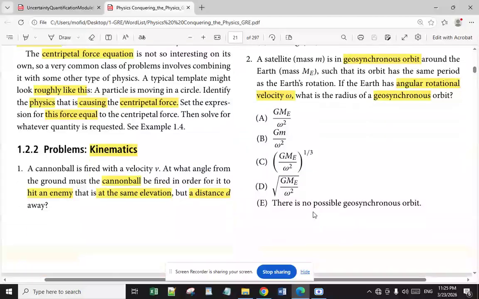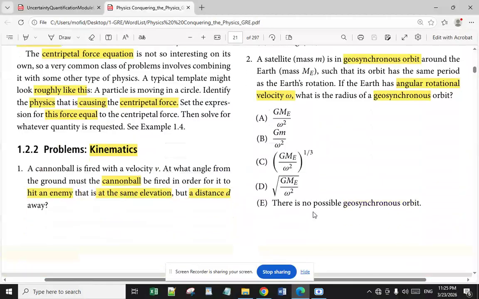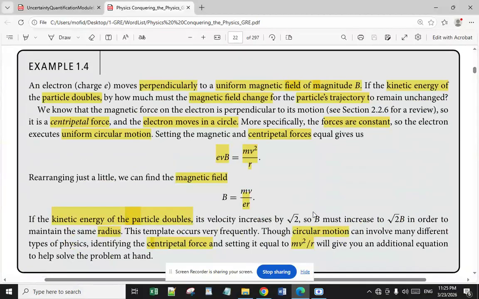Section 1.2.2, Problems, Kinematics. Here there are two different questions, and then we reach the next example.